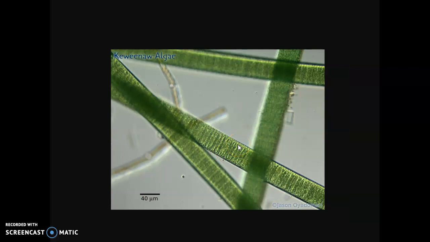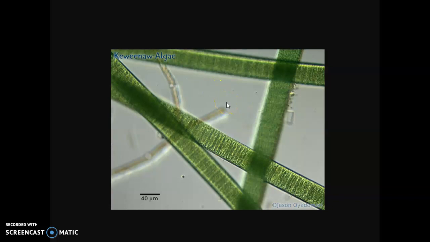The next alga that we have here is Oscillatoria. This is number 6. And Oscillatoria are just these long green structures here that almost look like blades of grass. They're bright green in color. These would also live in fresh water. And they also perform photosynthesis.